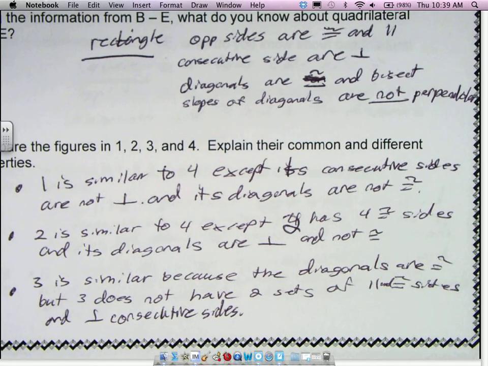Can you read number 3? Well, sometimes will I be able to copy? Yes. Alright. 3 is similar because the diagonals are congruent, but 3 does not have 2 sets of parallel and congruent sides and perpendicular consecutive sides. 15 seconds, and I'm turning it to the next one.